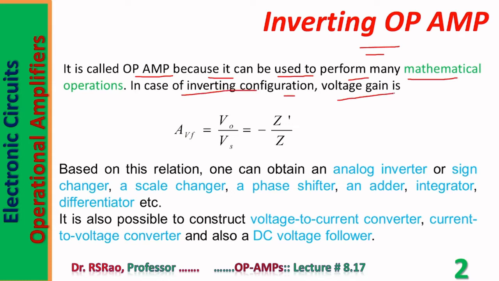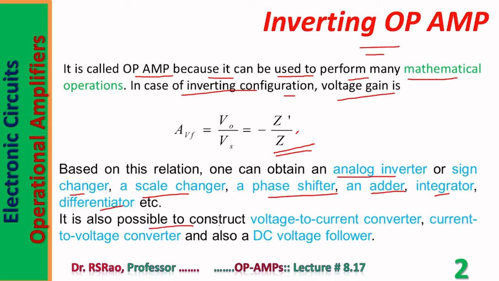In the case of inverting configuration, the voltage gain is V0 by Vs. V0 is the output voltage, Vs is the source voltage. It is minus Z prime by Z. This is the relation based on which one can obtain an analog inverter, sign changer, scale changer, phase shifter, adder, integrator, differentiator, etc. Hence, one has to keep in mind that the inverting configuration of the op amp is the one that has the capability of performing mathematical operations, and the basic relation underlying all these operations is this one. AVF is minus Z prime by Z.